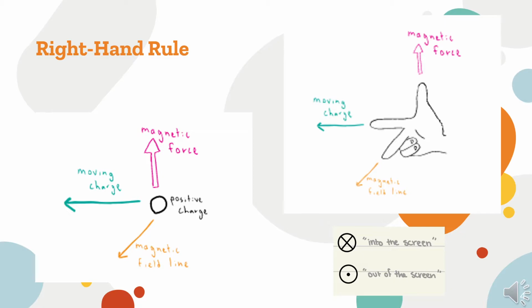With electric fields, you use the right-hand rule to remember the direction of magnetic forces. If you use your pointer finger in the direction the positive charge is moving, then your middle finger in the direction of the magnetic field, your thumb points in the direction of the magnetic force pushing on the moving charge. When you're dealing with negative charges, like moving electrons, the force points in the opposite direction as your thumb.